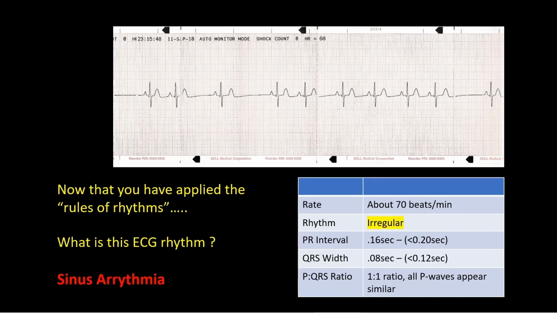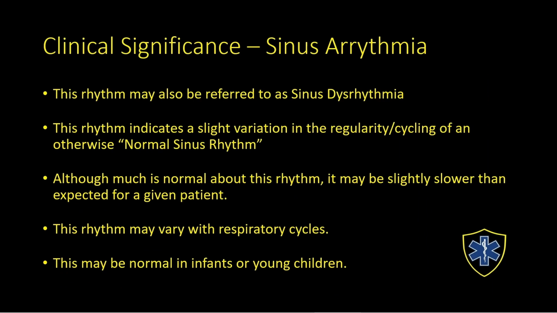The PR interval is still consistent within less than 0.20 seconds. All the P's have QRSs and all the QRSs have P's. The rate is about 70 beats a minute, and so this may or may not really be clinically significant at all. When we look at sinus arrhythmia, you may also hear it called sinus dysrhythmia. Now, arrhythmia technically is lack of rhythm, and dysrhythmia would be a difficult rhythm. Either way, it's a slight variation of regularity, cycling off what's otherwise a very normal sinus rhythm.